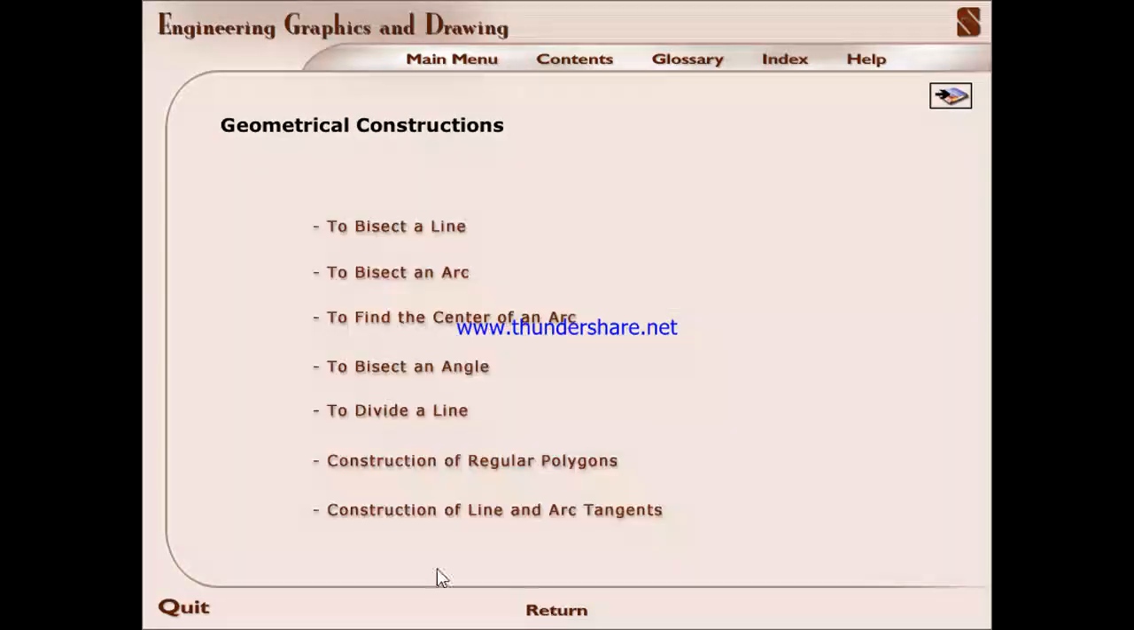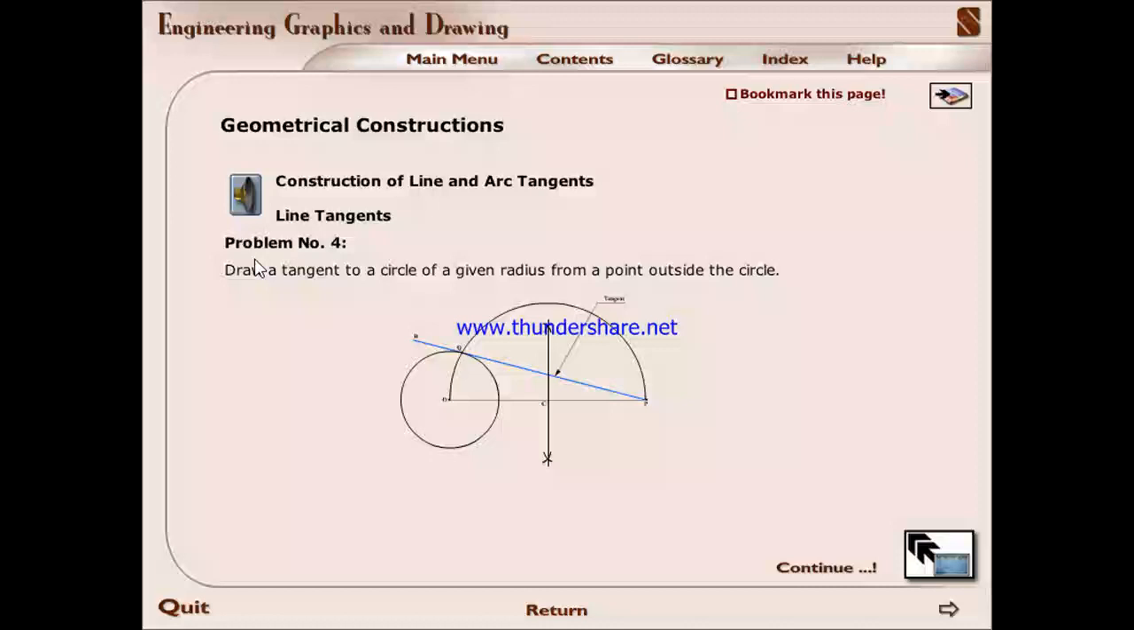Now last, construction of line and arc tangents. Line tangents. Problem number 4. Draw a tangent to a circle of a given radius from a point outside the circle.